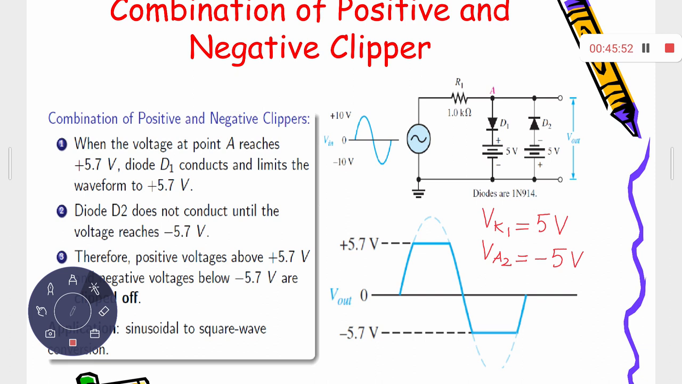When the input is less than minus 5.7 volt, diode D2 will be on, and the output is clipped at minus 5.7. And once again, when the input is just above minus 5.7, both of them become off and the output will follow the input. So this is the nature of the output waveform whenever you have both a positive and a negative biased clipper connected in parallel.